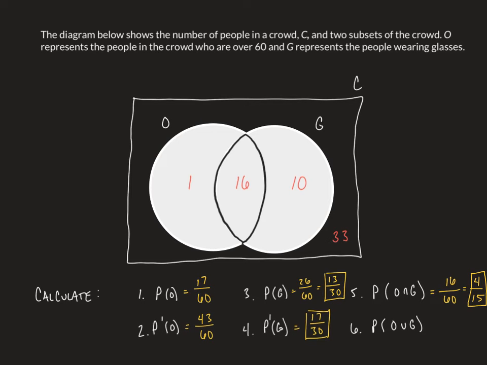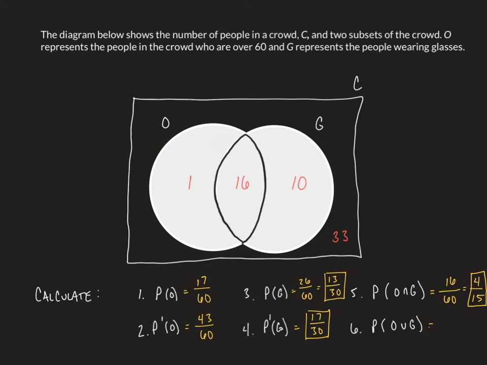All right, and now the union. So while the intersection is just this middle slice, the union is anyone who is either over 60 or wearing glasses. So these people do count, but so do these people and these people. And this is why we use the formula, the union formula, to help us visualize this. Because we know from looking at the Venn diagram that it's just going to be 1, 16, and 10 all put together. So I know that it's going to be 27.